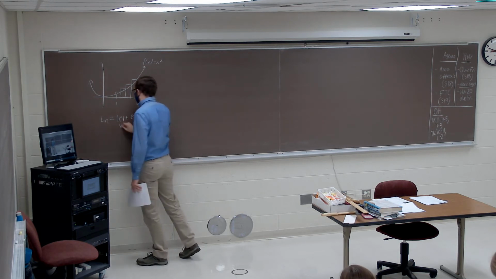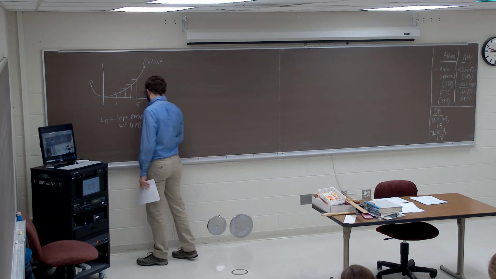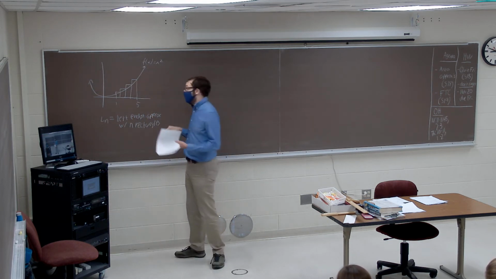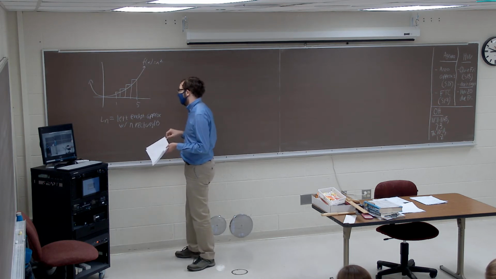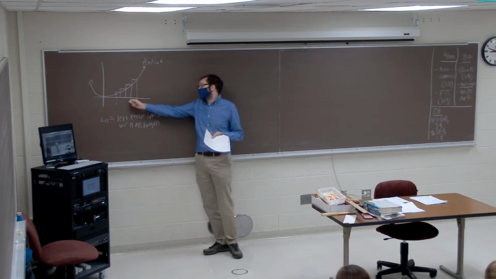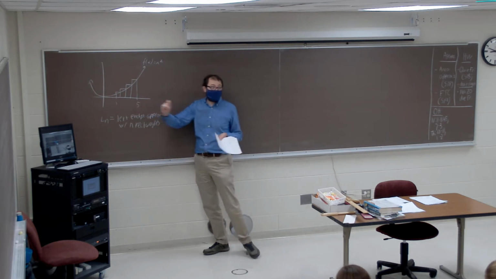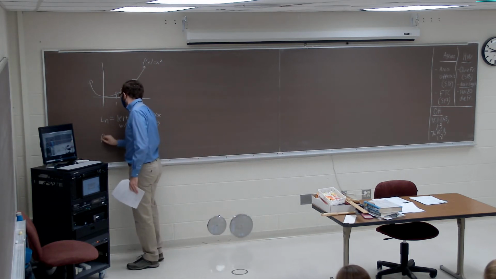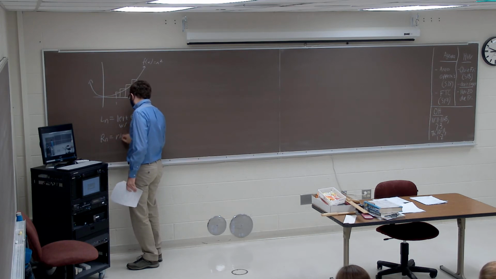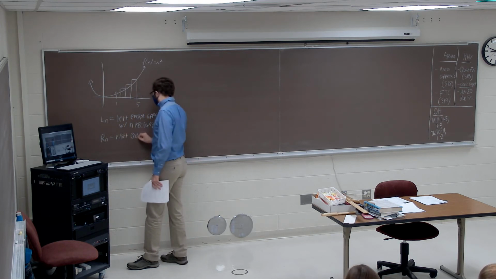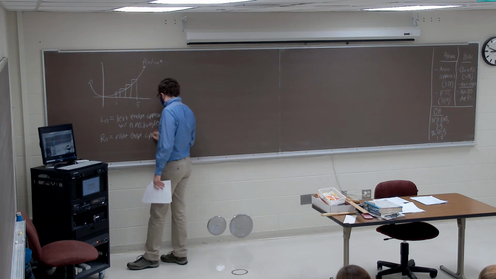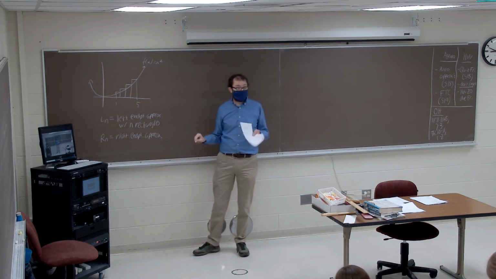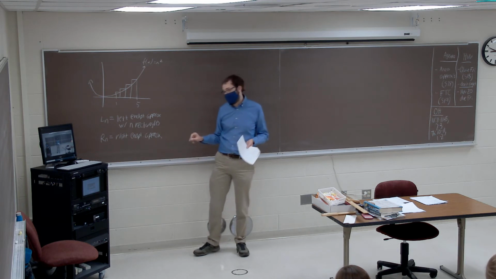with n rectangles, where left endpoint means to find the height of each of your rectangles, you would go to the left endpoint of each of the intervals and take the value of the function at that point. Whereas with a right endpoint approximation, you do the same thing, except to find the height of each rectangle, you take the value of the function at the right endpoint of each interval.